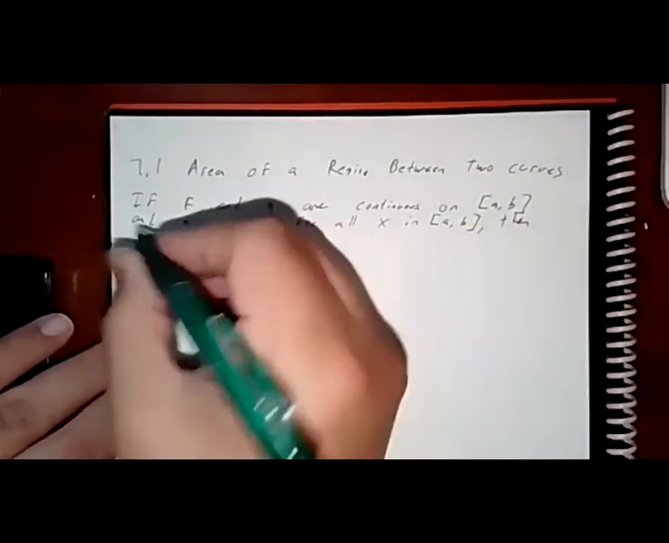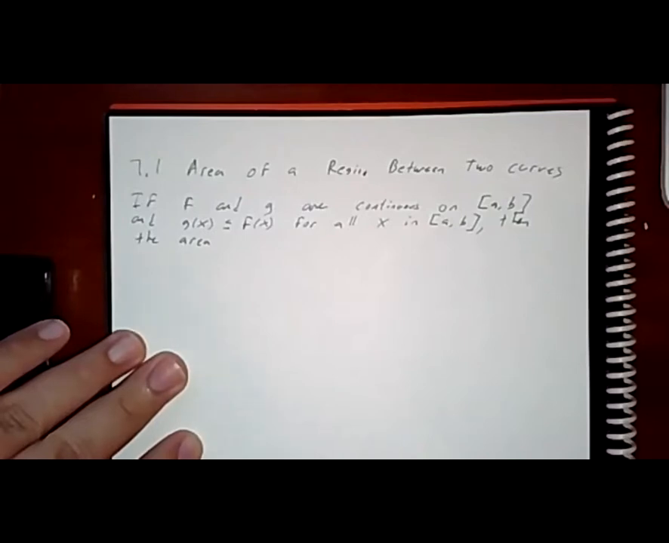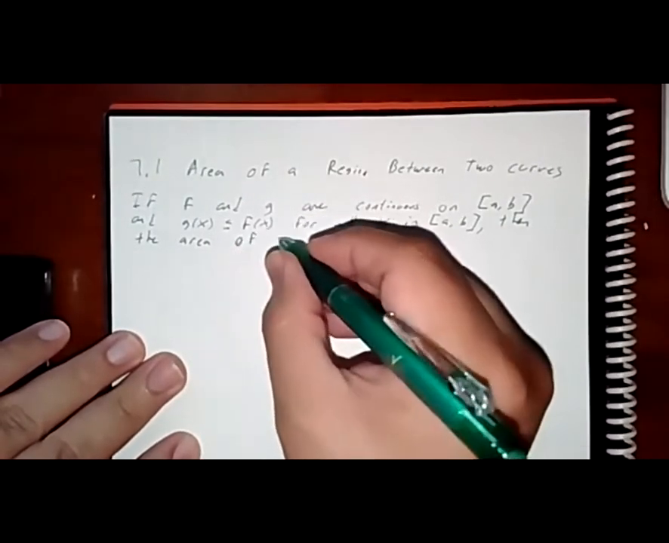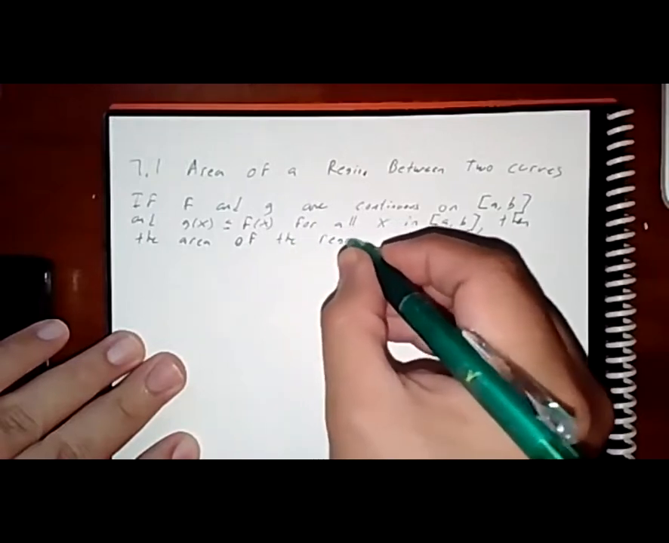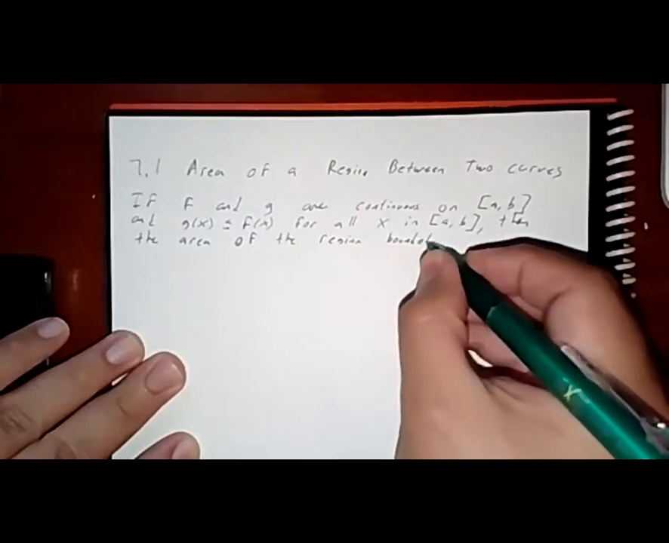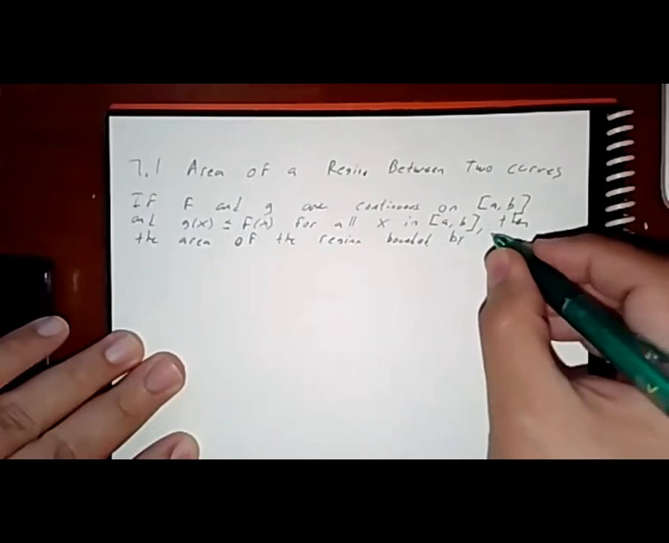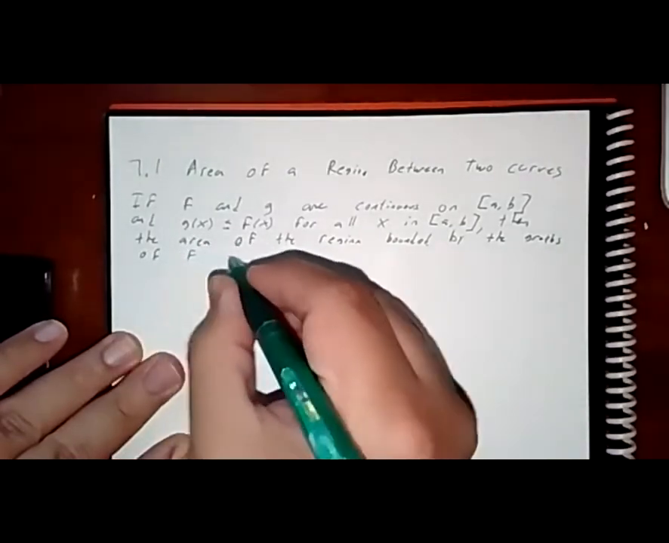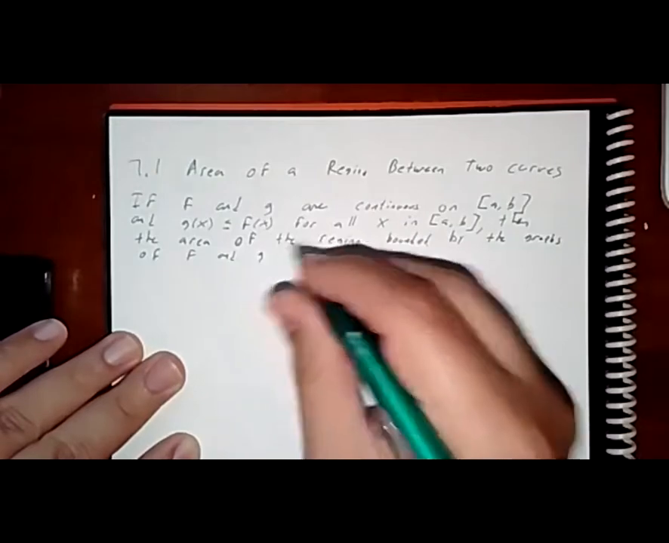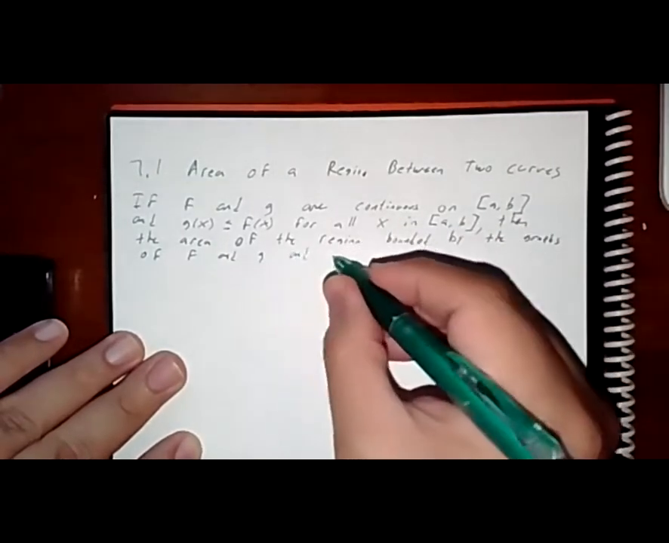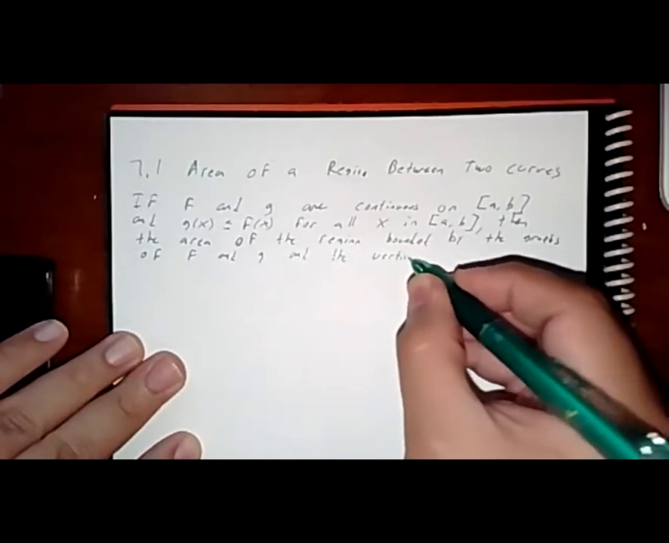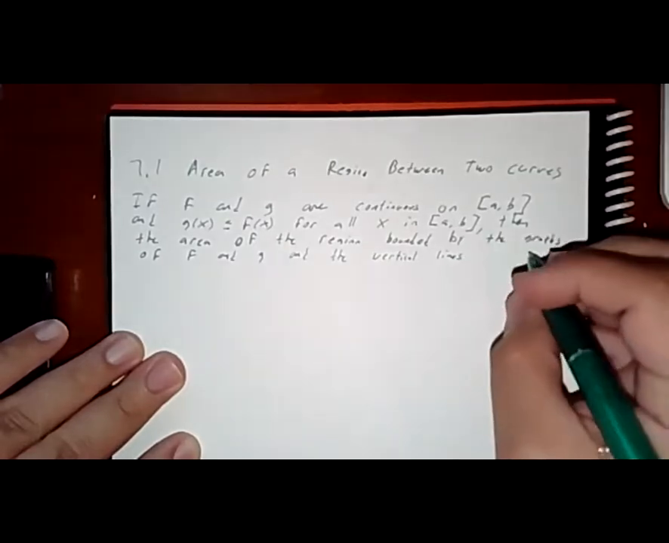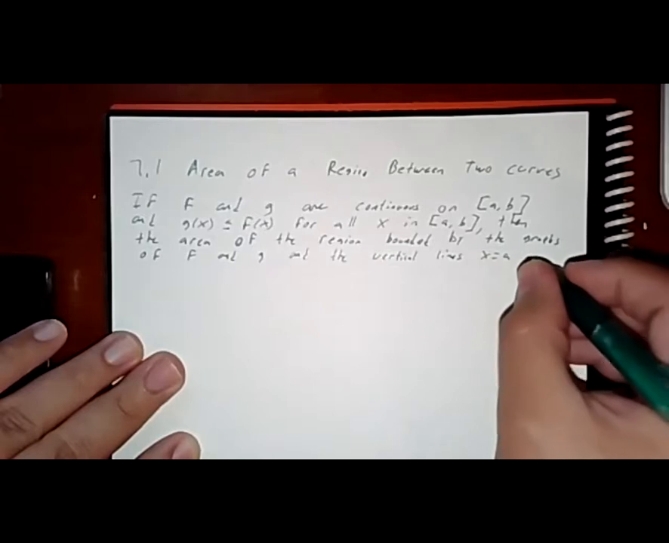then the area of the region bounded by the graphs of f and g and the vertical lines x equals a and x equals b is the following.